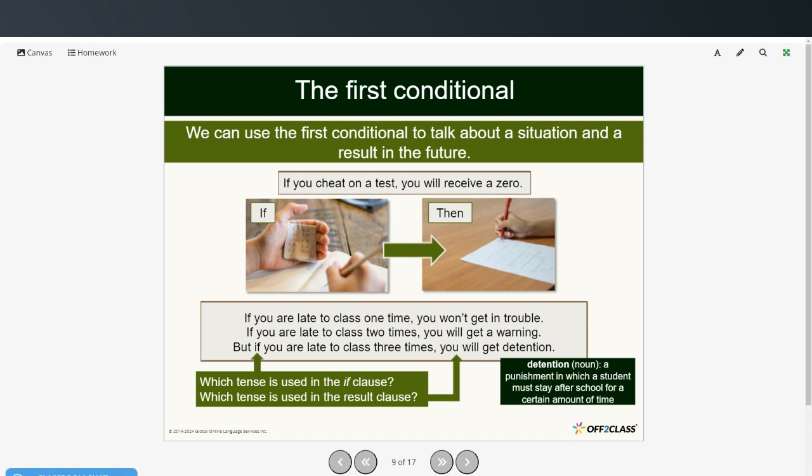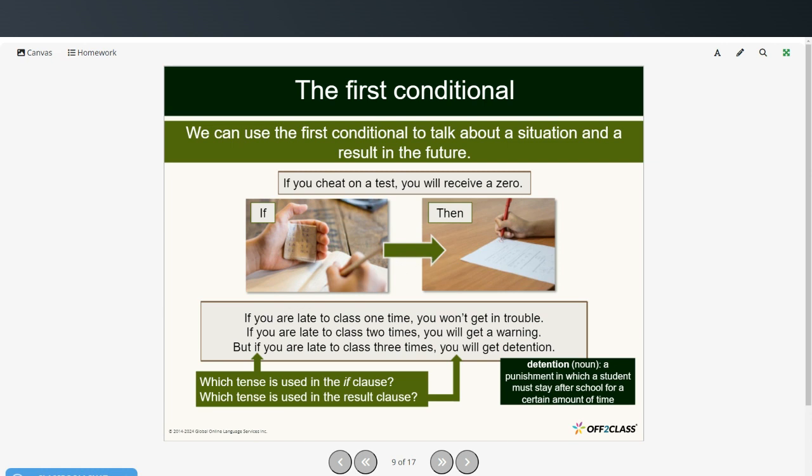All right, so now we're going to talk about the first conditional. We use the first conditional to talk about a situation and a result in the future. So if you cheat on a test, you will receive a 0. So it's an if statement and a then statement. So the if is the action, and then the second part of the conditional is the consequence or the result.